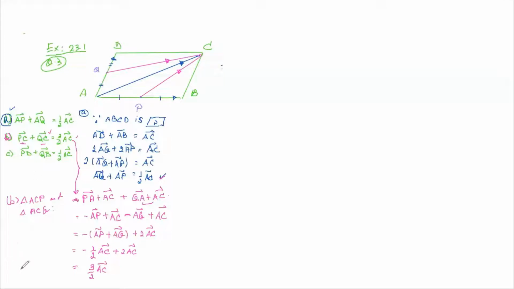So from this one we get the answer: vector PC plus QC equal to 3/2 AC. Question B, we got it. This is question B. Okay. So now we go to the next, question C.